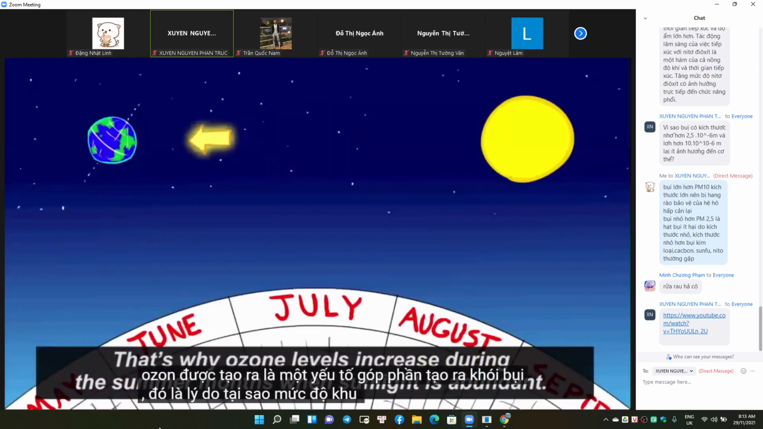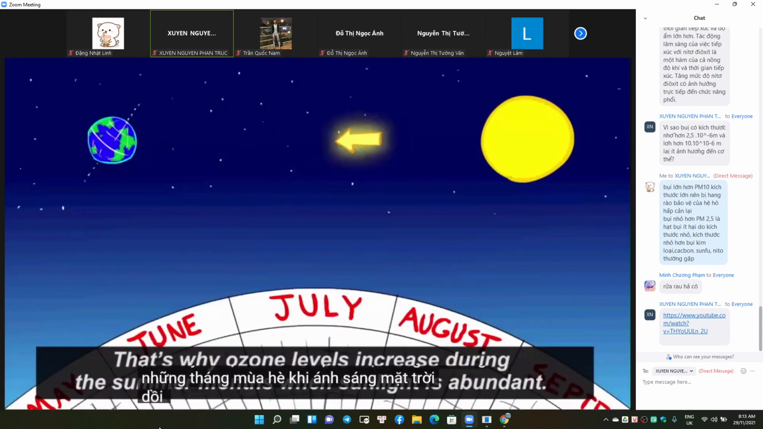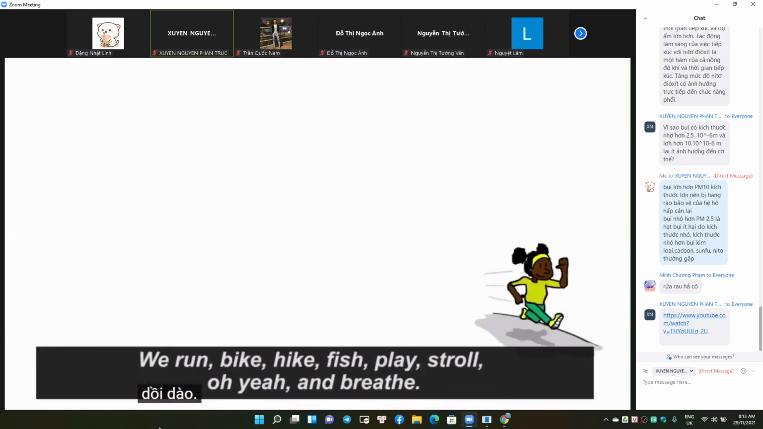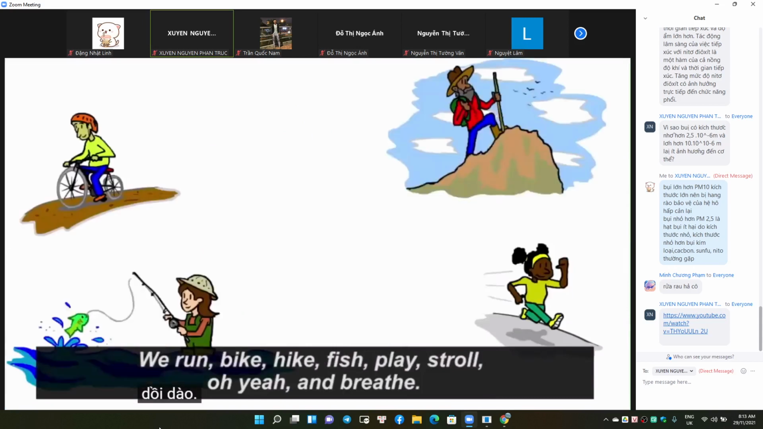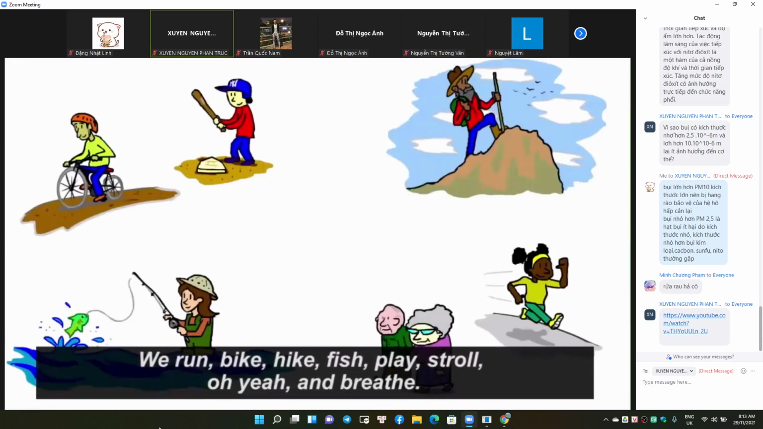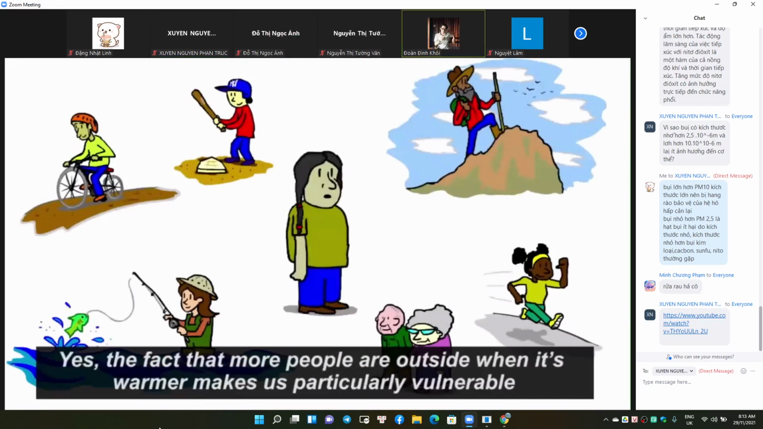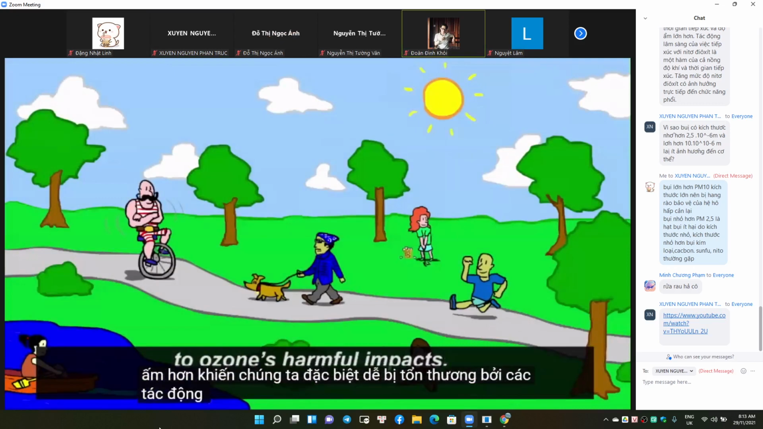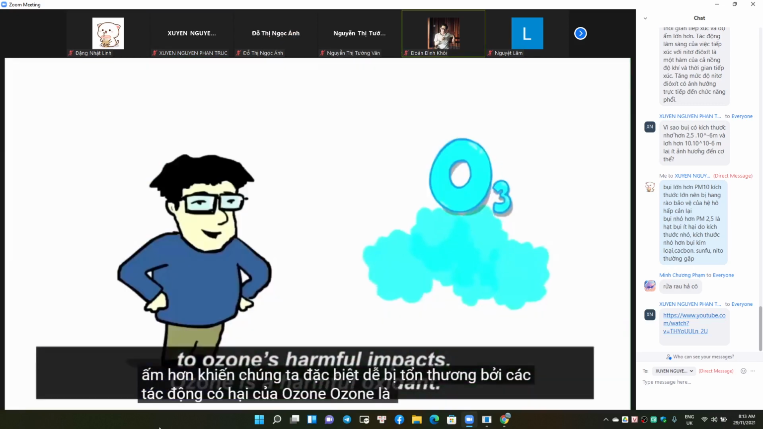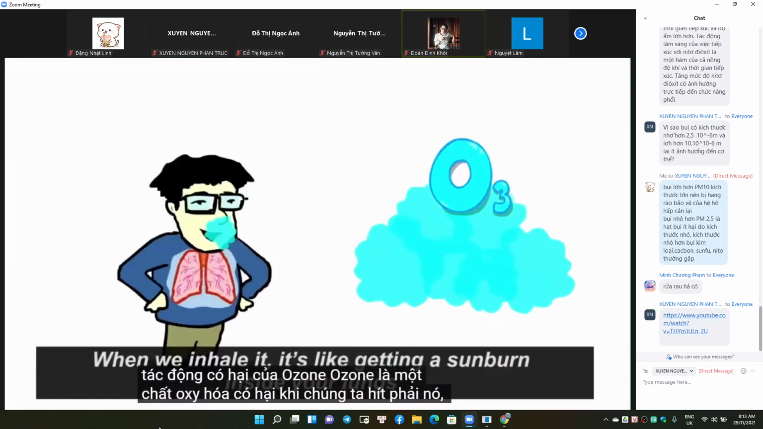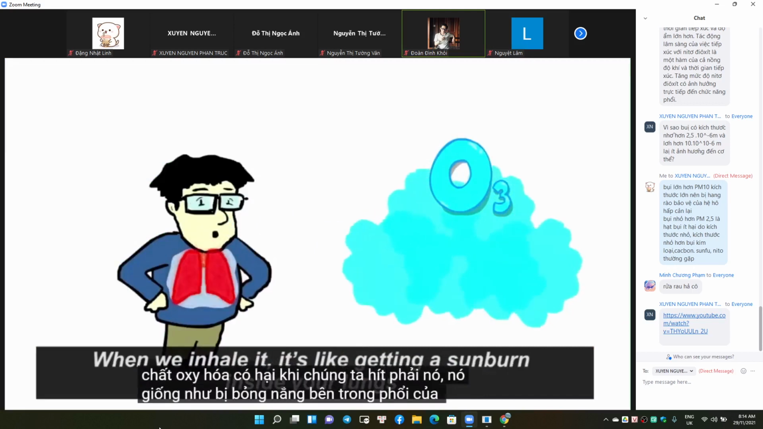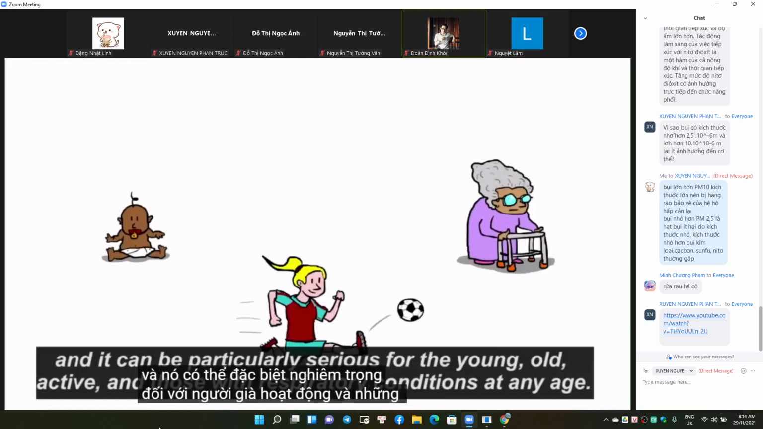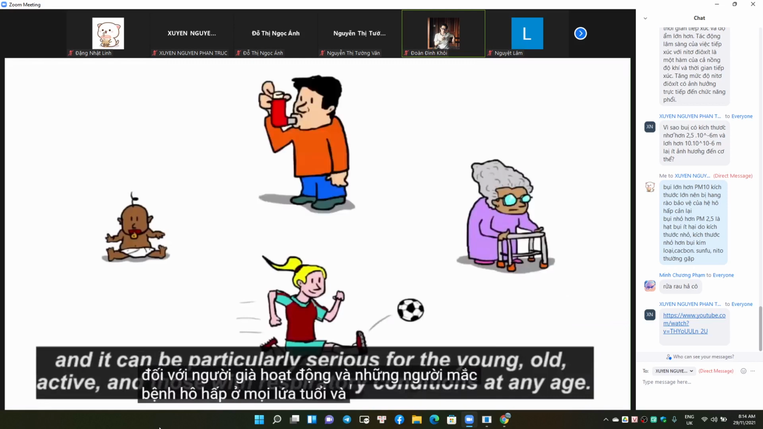That's why ozone levels increase during the summer months when sunlight is abundant. Yes, smog loves summer, just like many of us. We run, bike, hike, fish, play, stroll, oh yeah, and breathe. Being outside when it's warmer makes us particularly vulnerable to ozone's harmful impacts. Ozone is a harmful oxidant. When we inhale it, it's like getting a sunburn inside your lungs, and it can be particularly serious for the young, old, active, and those with respiratory conditions at any age.